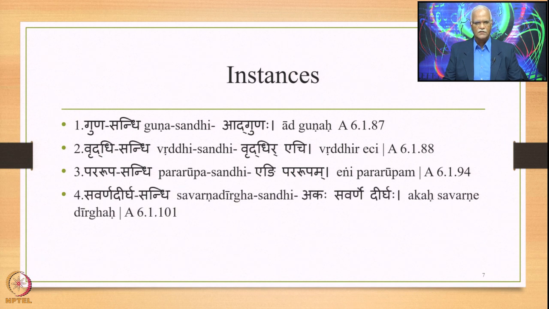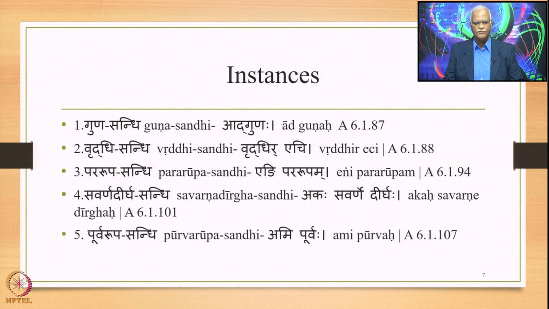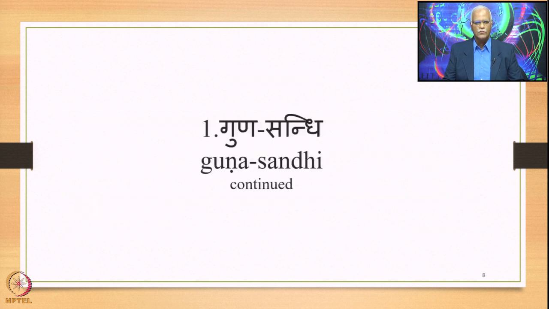The next instance of dvisthānika ekādeśa is savarna dīrgha sandhi, and the sutra that states this is akas savarne dīrgha 61101. And the fifth instance is purvarūpa sandhi, stated by the sutra ami purvaha 61107 onwards. Amongst these five, currently we are focused on the first instance, namely adgunaha. This is what we are studying right now, and we continue studying this guṇa sandhi.